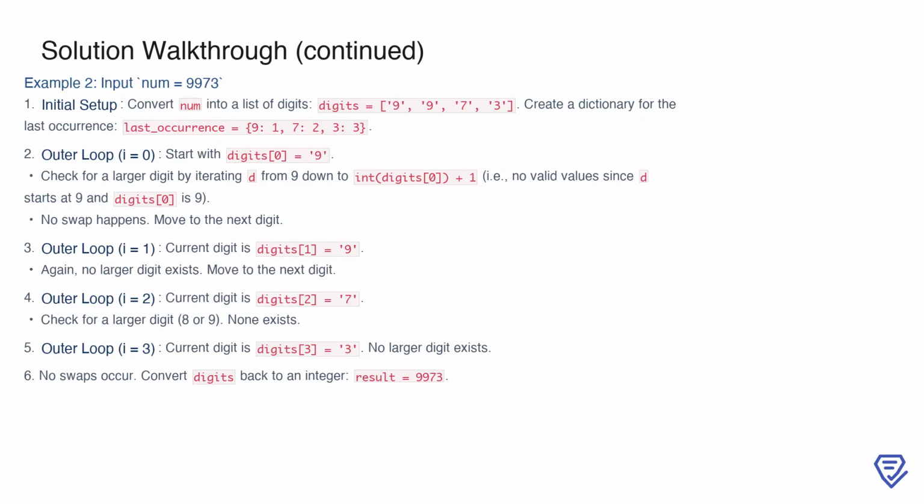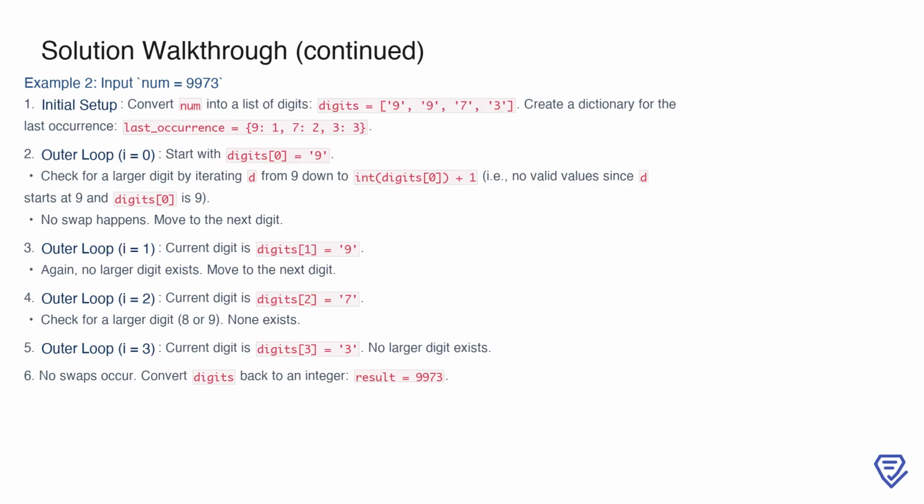Now, let's look at the input 9973. We start by converting it into a list of digits, 9, 9, 7, 3. The last_occurrence dictionary is created as 9: 1, 7: 2, 3: 3. As we traverse the list, we begin with the first digit, 9. For this digit, we check for a larger number by iterating from 9 down to 10, which has no valid values since the digit is already the largest.